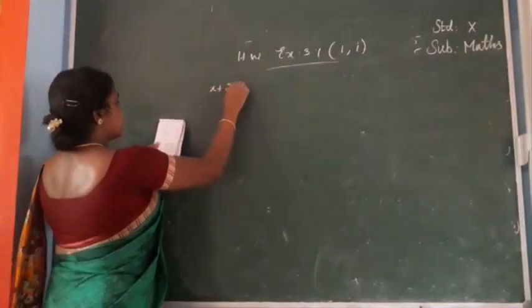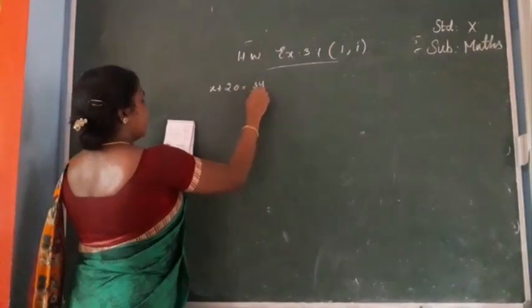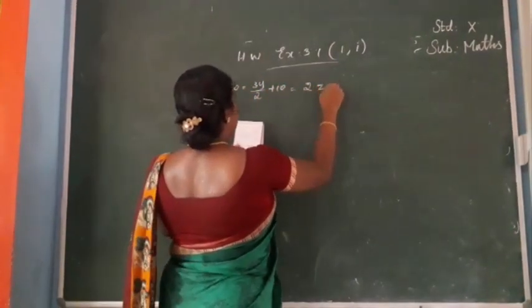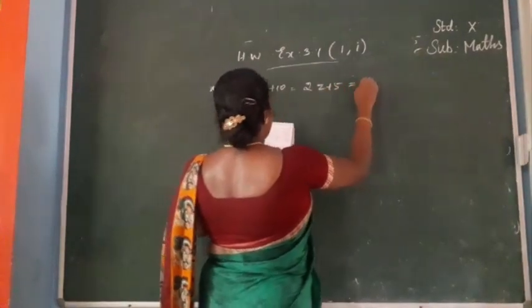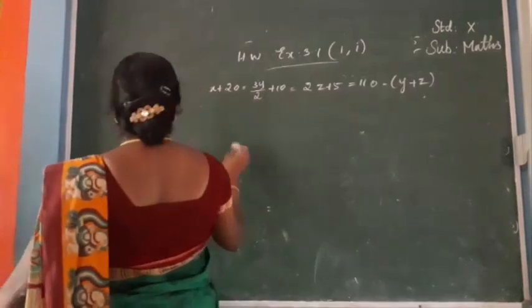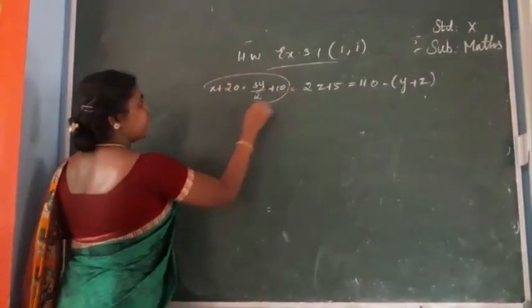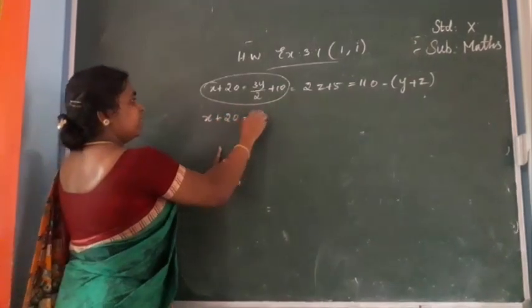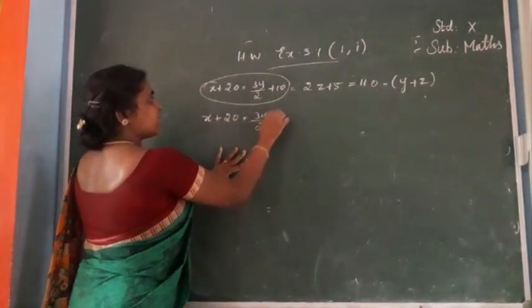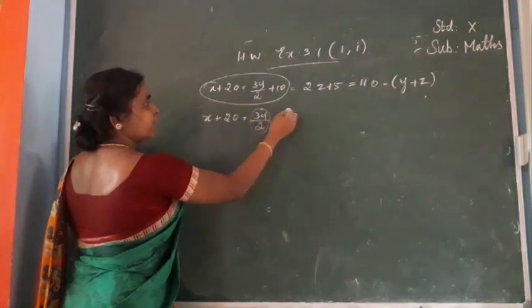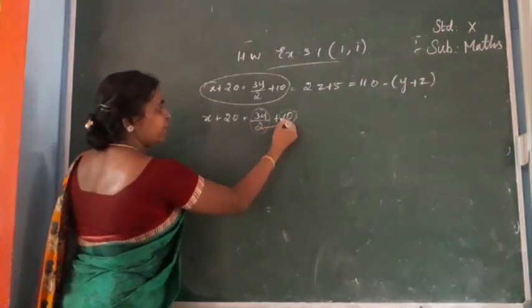x plus 10 equal to 3y by 2 plus 10 equal to 2z plus 5 equal to 110 minus y plus z. If you need this, listen here once again. First you take the first two equations: x plus 10 equal to 3y by 2 plus 10. Next step, as I already told you, one is a fraction and the other is a whole number, so you have to multiply by 2.